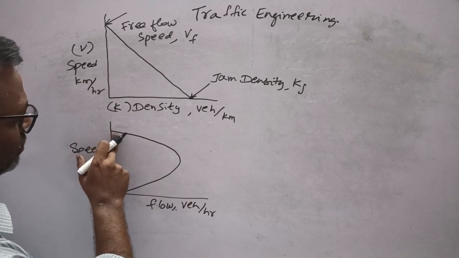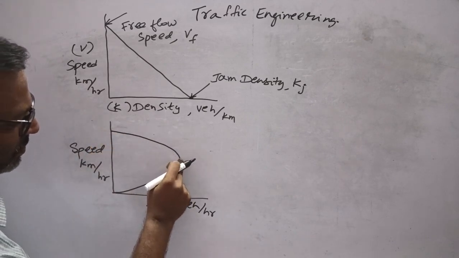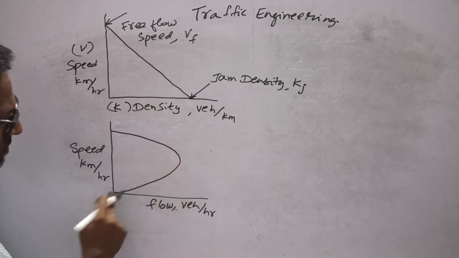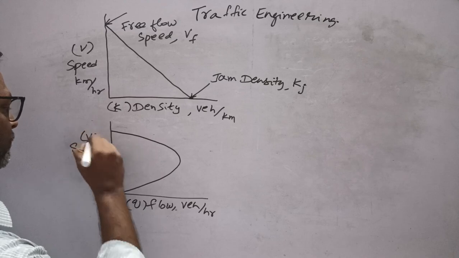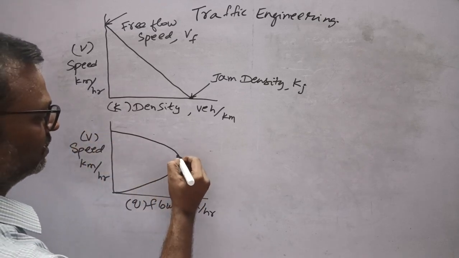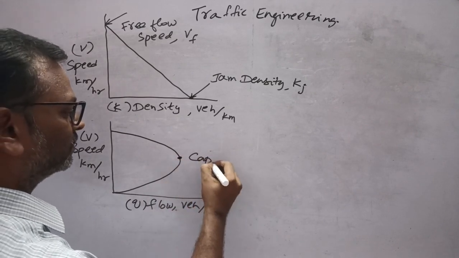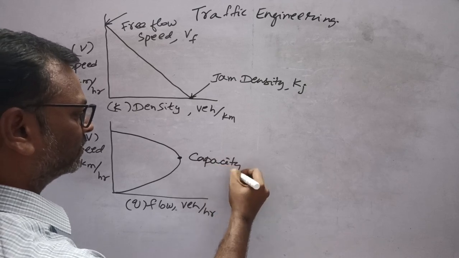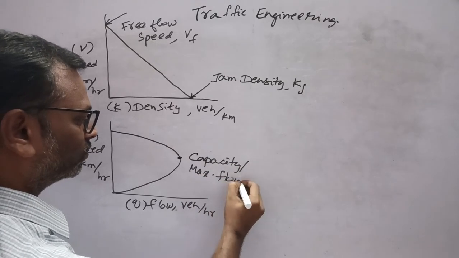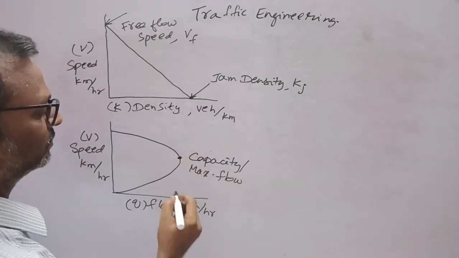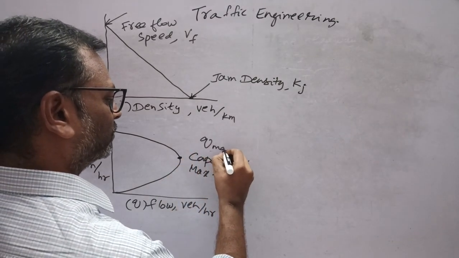So speed goes on decreasing as the flow increases, and at one point flow will decrease and speed also will decrease, and this point is called traffic capacity or maximum flow, this one, and you can denote it by Q max.